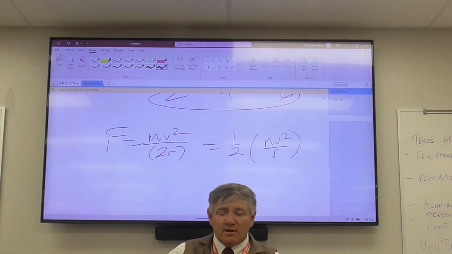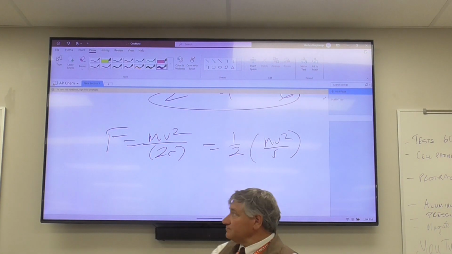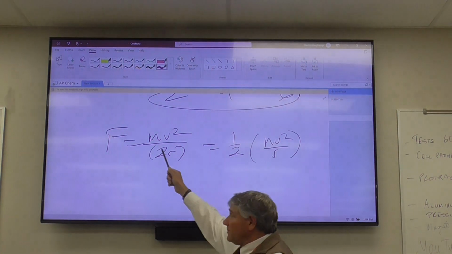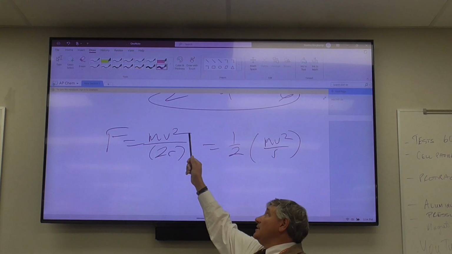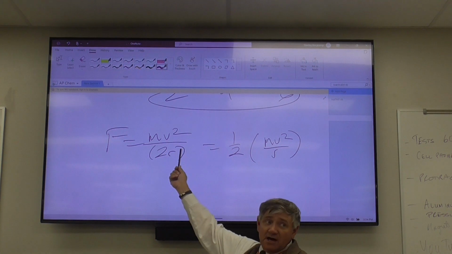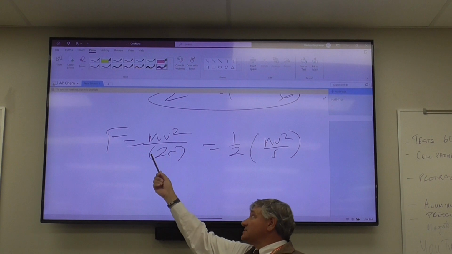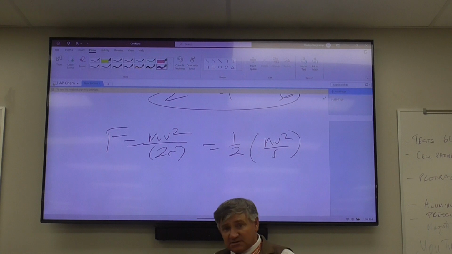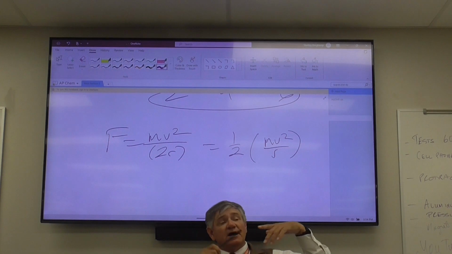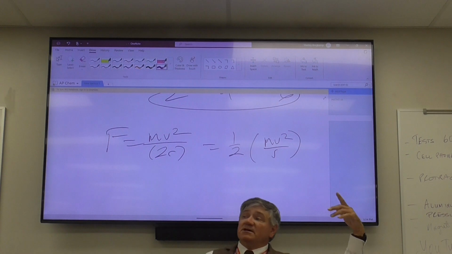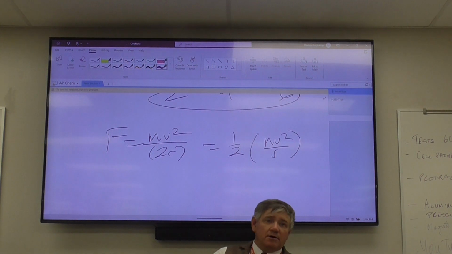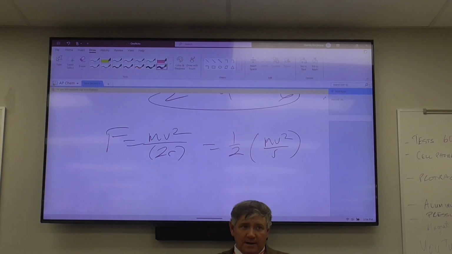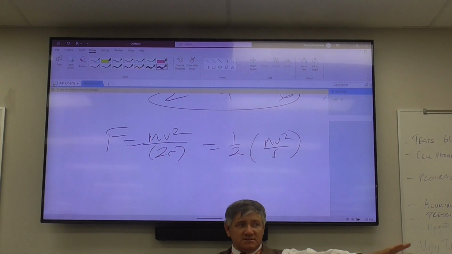So what you would say here is that force is directly proportional to mass, it's directly proportional to velocity squared, but it's inversely proportional to radius. So when we say it's inversely proportional to radius, that means as the radius gets bigger, the force gets smaller. Okay? Cool with that. All right, any questions on that assignment?